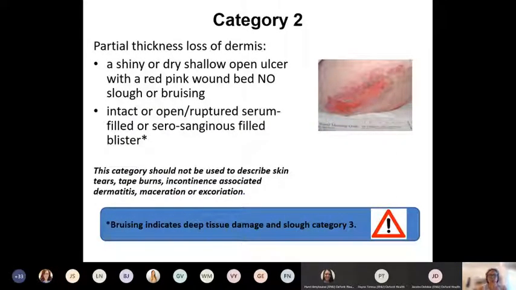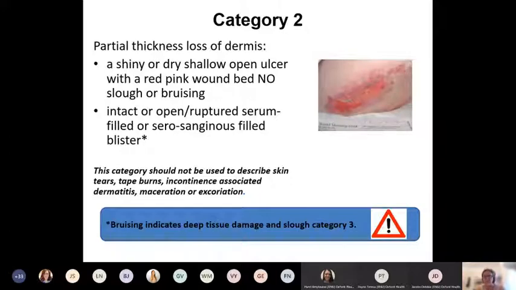Category 2 is partial thickness loss of the skin. So this is a really good picture for that. You can see that a very, very thin layer of skin has come off the top. It's not all the way through. It's very superficial, often shiny and pink. You don't get slough or deep purple bruising with category 2 on an open skin like this.